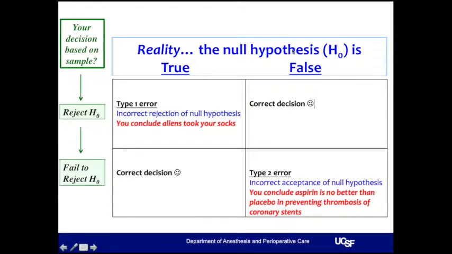If the null hypothesis is false and there is a relationship between the variables, but you fail to reject the null hypothesis, you cannot find the association. This is called a type 2 error, and you fail to reject the null hypothesis when in fact the null hypothesis is false. An example would be that you conclude that aspirin is no better than placebo in preventing thrombosis in a vascular stent.